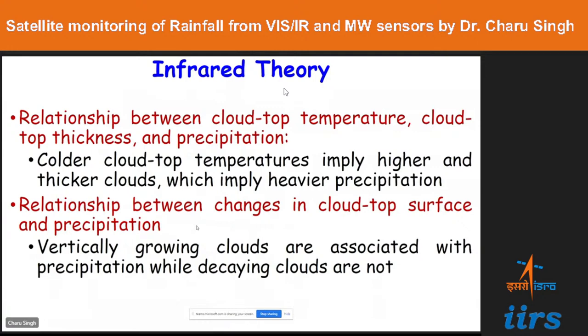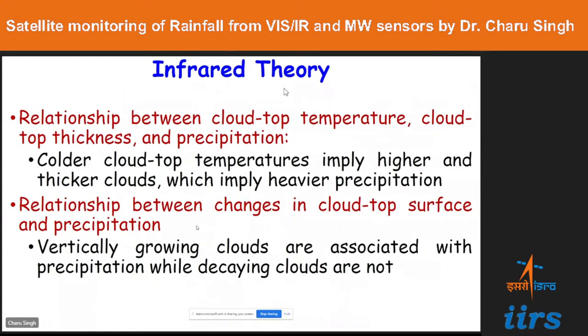Suppose we are given the multi-temporal images from the infrared sensors. We can monitor the multi-temporal images and we can see whether the cloud is a growing cloud or a decaying cloud. Vertically growing clouds are associated with precipitation, while decaying clouds are not.